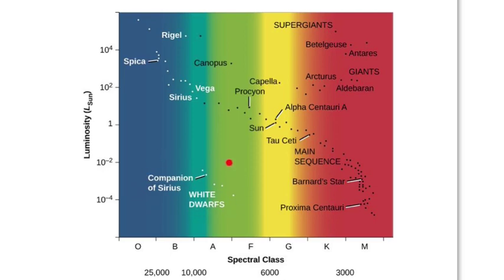The stars in the lower left, these guys are hot, but they're not very luminous, so they must be very small. And so these are called dwarfs. So these are called giants and dwarfs, and along the middle of that diagonal line is the main sequence.